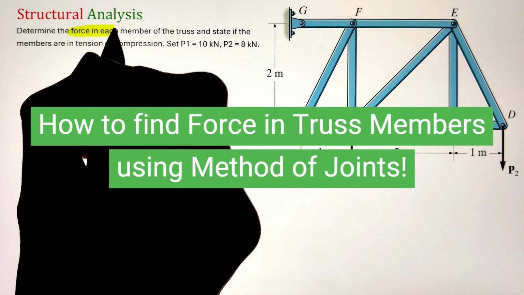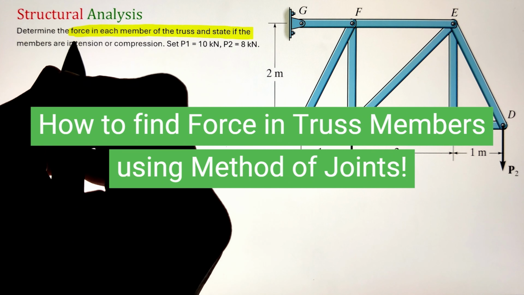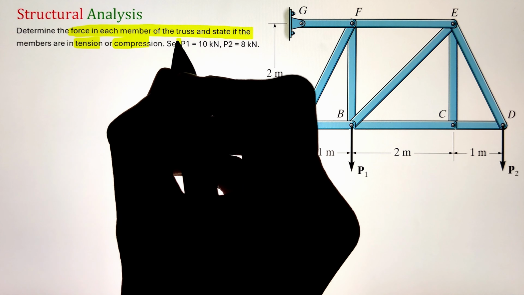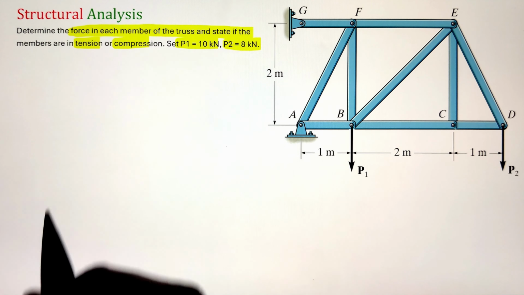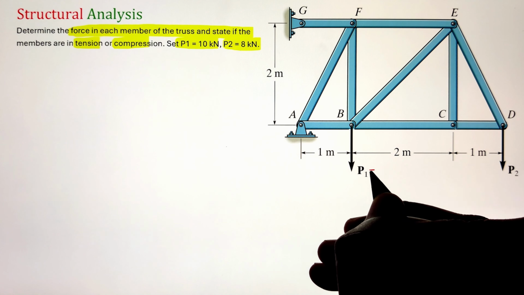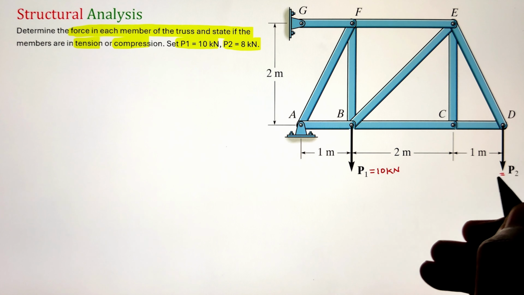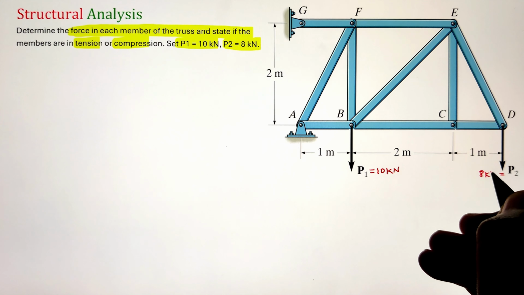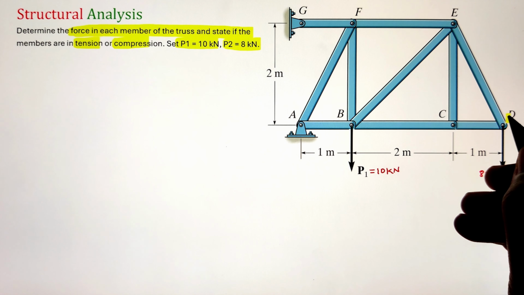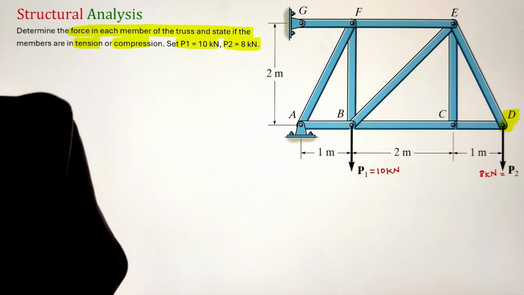to determine the force in each member of the truss and to figure out whether they are in tension or compression, given that we have two external loads acting on the truss at points B and D, having magnitudes of 10 kilonewton and 8 kilonewton respectively. We can utilize our method of joints to solve this problem.